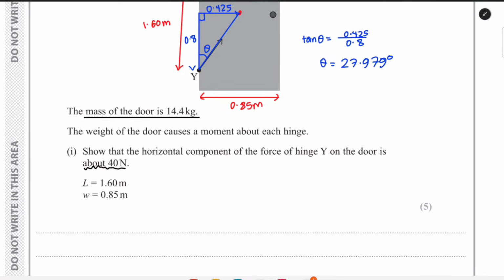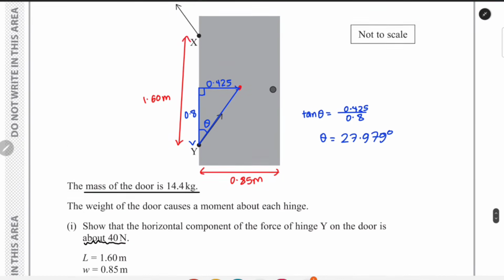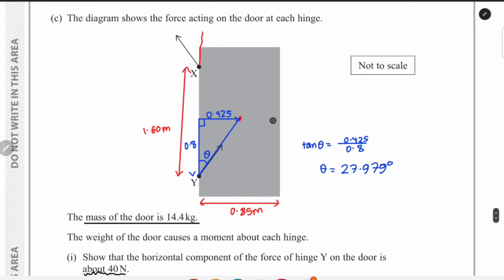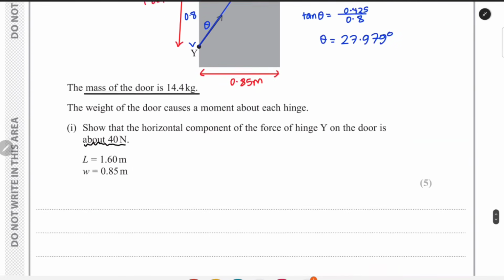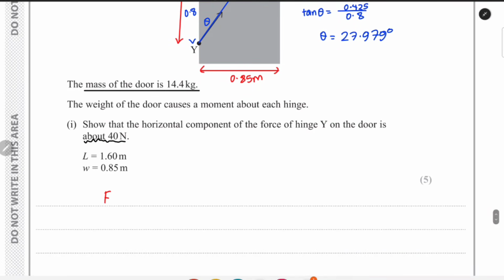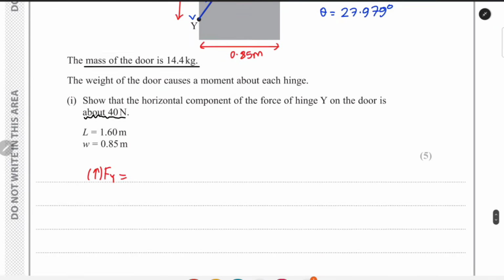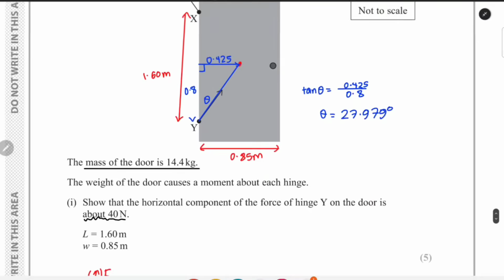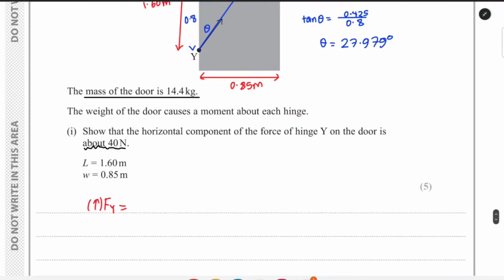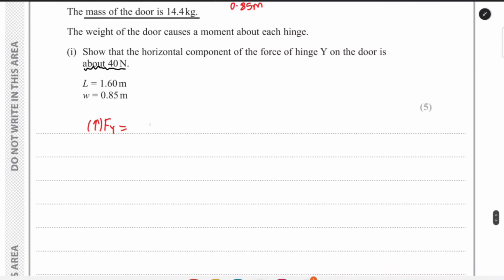Now we have to show the vertical force by X and the vertical force by Y will be the same. So each of that will be half of the weight. So the vertical force by Y will be half of the weight. The mass is 14.4 kg. So 14.4 into 9.81 divided by 2.